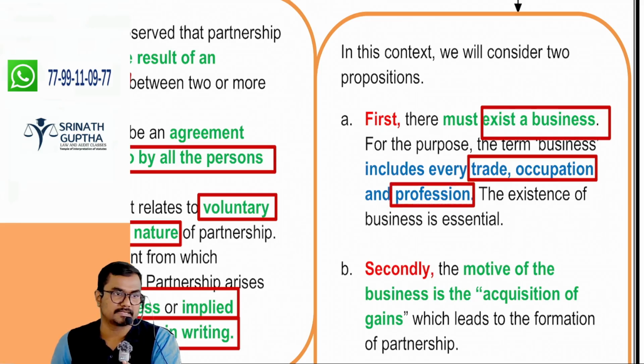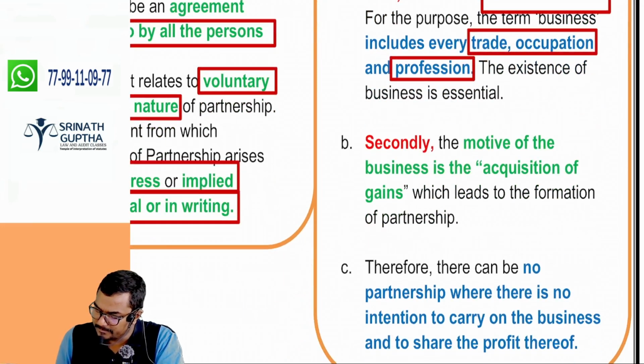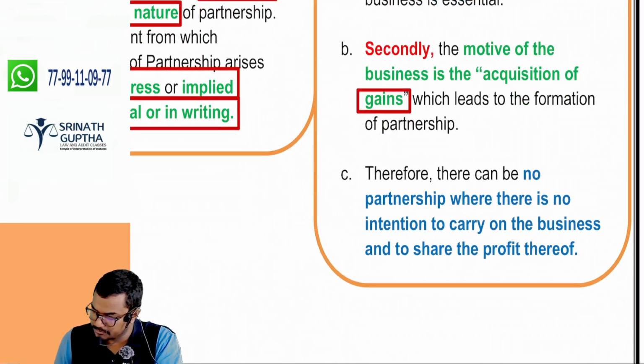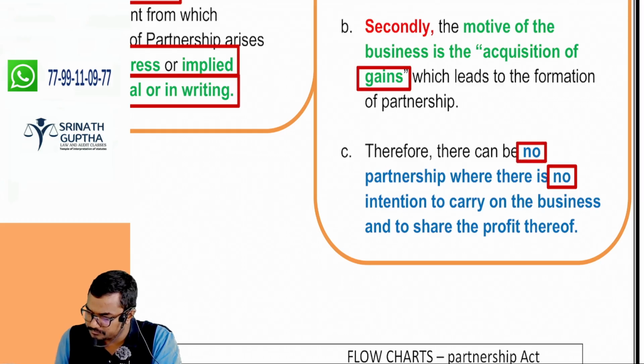Trading means buying and selling of goods. Profession means services. So, if the motive of the business is acquisition of gains, then it will become a partnership. If there is no gaining from the business, it is not a partnership. So, there is no partnership where there is no intention to carry on the business.